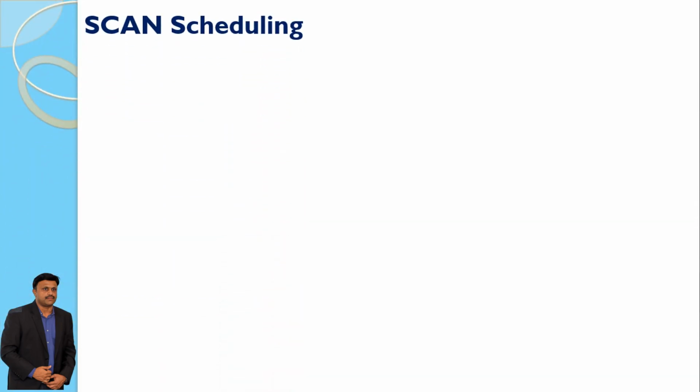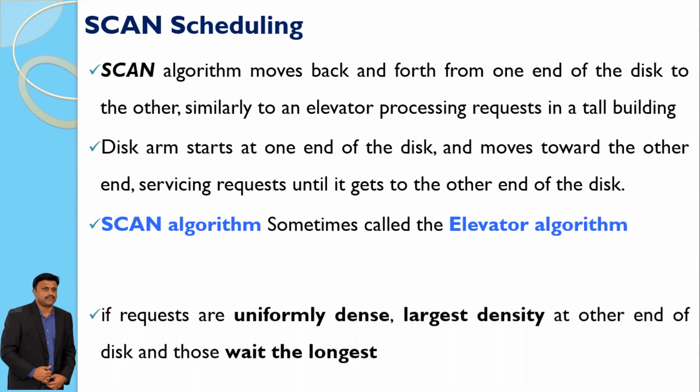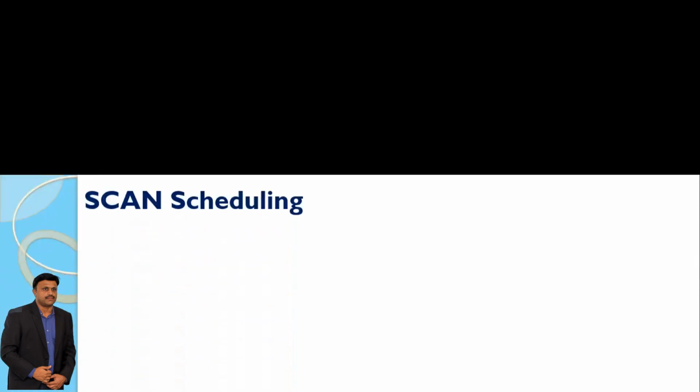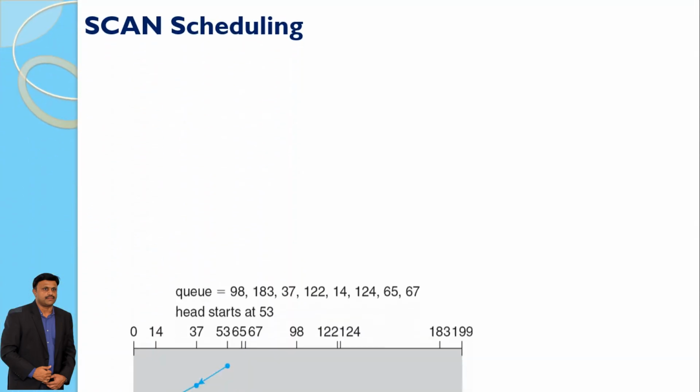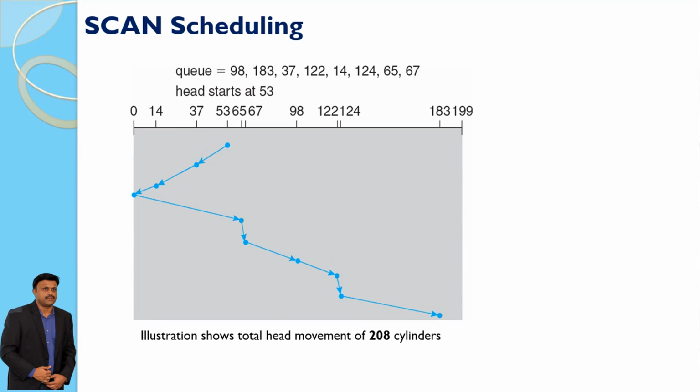The scan algorithm moves back and forth across the disk, servicing requests like an elevator. It is also known as the elevator algorithm and can lead to longer wait times for requests at the ends of the disk. An illustration of scan scheduling shows the total head movement of 208 cylinders, highlighting its efficiency in servicing requests.